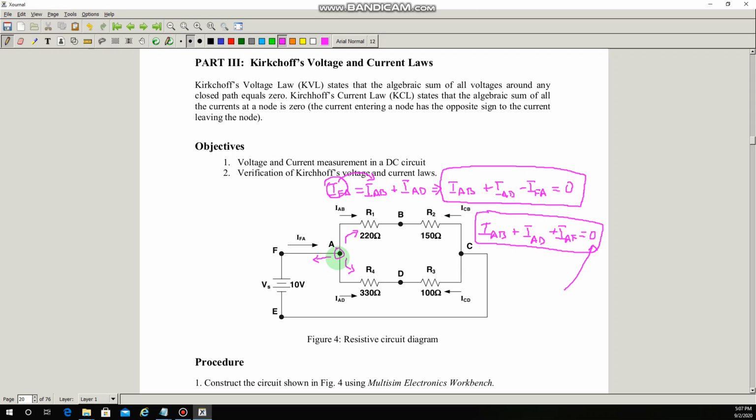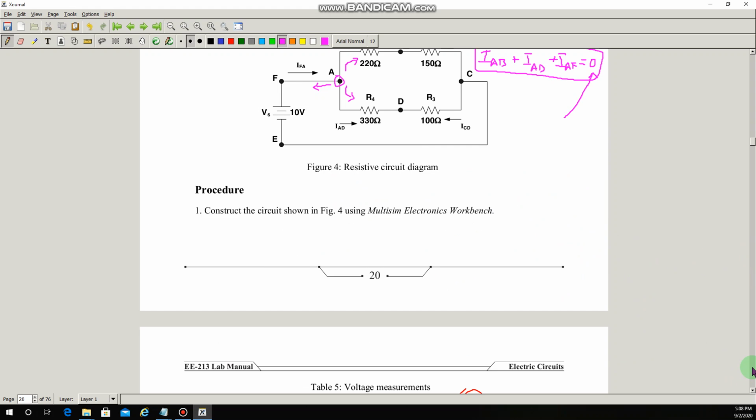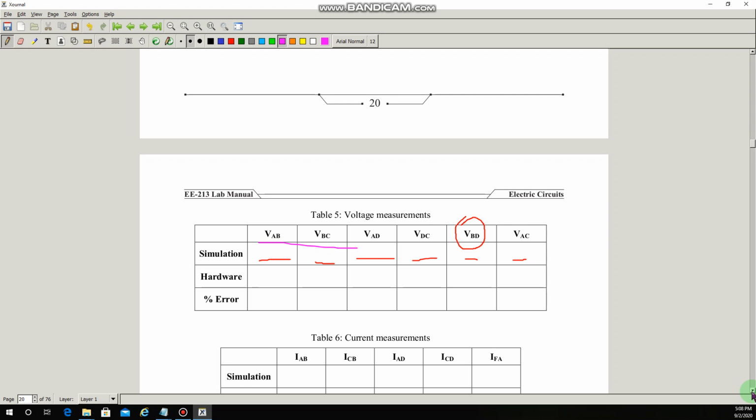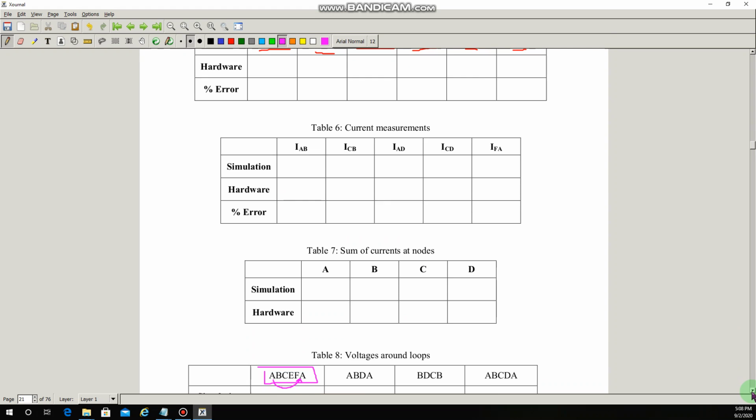Now we have understood what KCL means, and now we are ready to make the measurements of different currents and then verify KCL. In order to do that, okay, let's move to the table. So here is the table where we have to record the measurements of the current. What are the different currents that we have to measure? These are IAB, ICB, IAD, ICD and IFA.